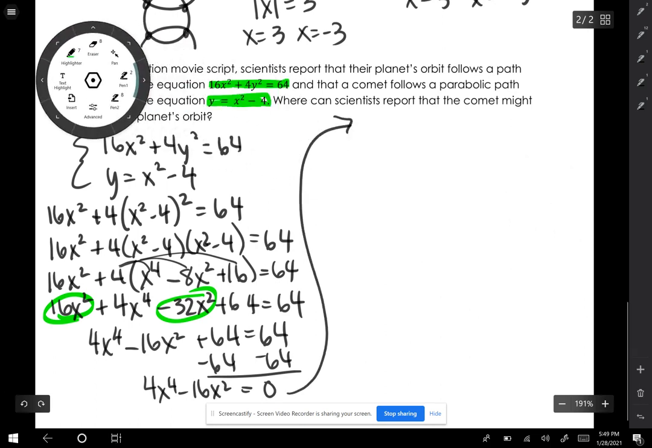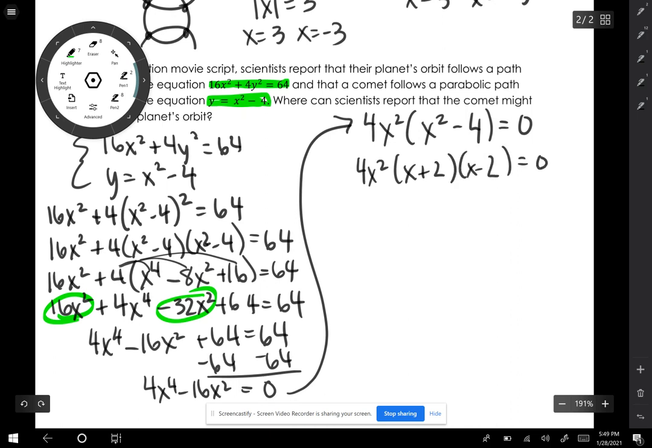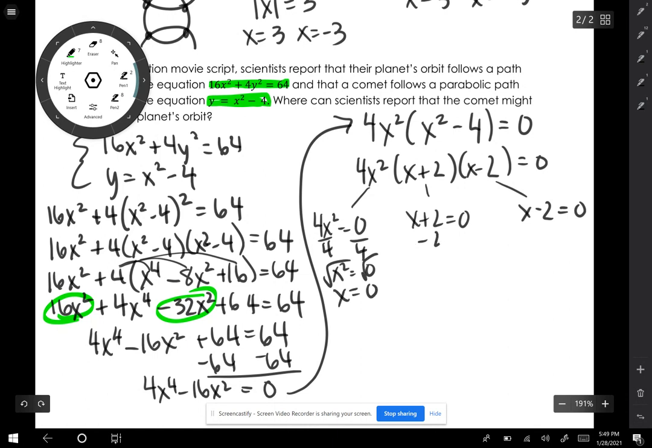Next, I'm going to go ahead and factor. I'm going to take out a 4 and an x squared. When I do that, I'm left with x squared minus 4. X squared minus 4 can be factored further. So you get 4x squared times x plus 2 times x minus 2 equals 0. And now we can use the zero product property. 4x squared equals 0, x plus 2 equals 0, and x minus 2 equals 0. Divide by 4, x squared equals 0, and square root it. So you get x is equal to 0, x is equal to negative 2, and x is equal to positive 2.